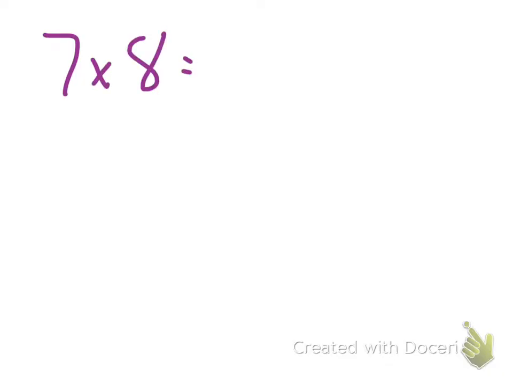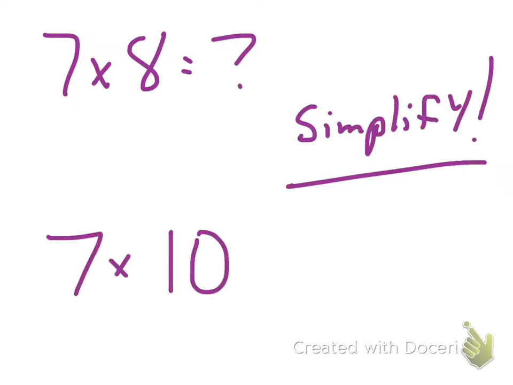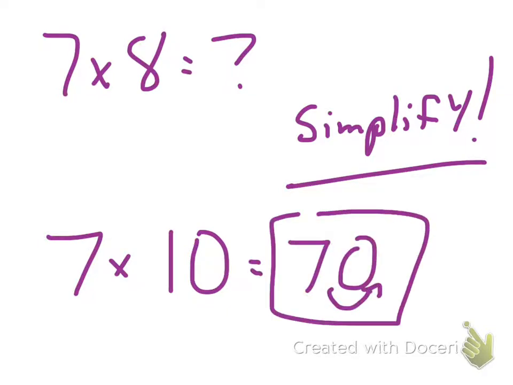First of all, we can take 7 times 8 and then we can simplify it. One of the easiest numbers to multiply by is 10. The reason why that's so easy is you just take your number and move your decimal point. So 7 times 10 equals 70. That's obviously not the answer to 7 times 8, but it's a good place for us to start.